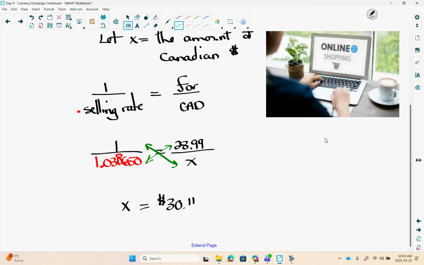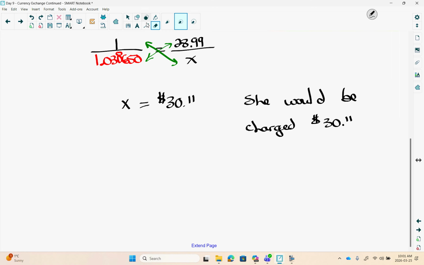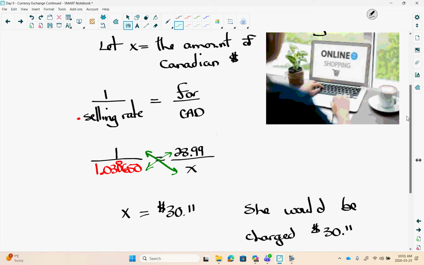And I would say she would be charged $30.11 Canadian with a capital C. That's what would show up on her credit card. So be careful, all right? Don't just assume if you're given the foreign amount looking for the Canadian that you have to use the buying rate. Always think from the bank's perspective.